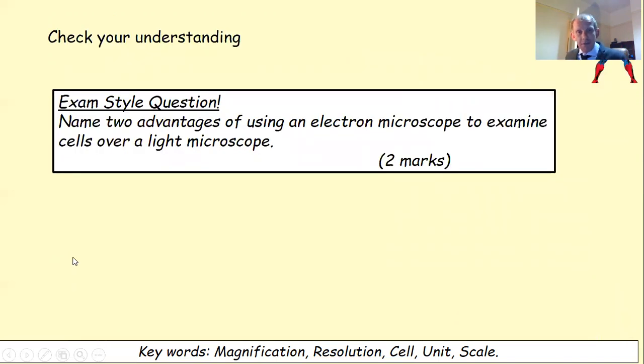So a very quick exam style question. This is actually lifted straight out of an exam. These are the kind of questions you might find in your GCSE. It's simply: name 2 advantages of using an electron microscope to examine cells over a light microscope. So I'd like you to pause the video here. It's a 2-mark question, so give yourself no more than 2 minutes, and have a go at seeing if you can come up with a couple of reasons as to why an electron microscope is advantageous to use over a light microscope. Let's pause the video now and have a quick go at the question, guys.